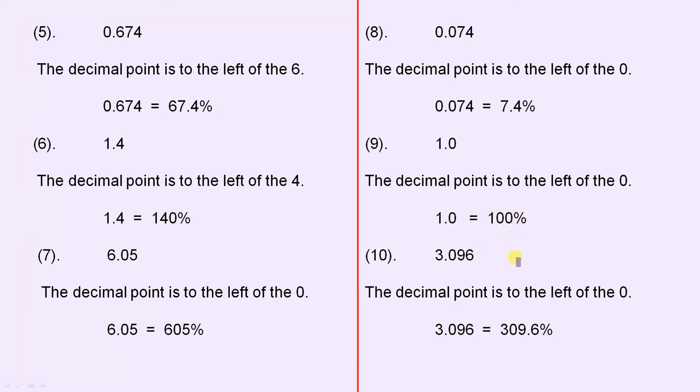And finally, 3.096. The decimal point is to the left of the 0. Move it 2 places to the right. 1, 2. And we get 309.6%. So this video has given us a number of examples, and we've seen how to change decimals to percentages. Very straightforward procedure.